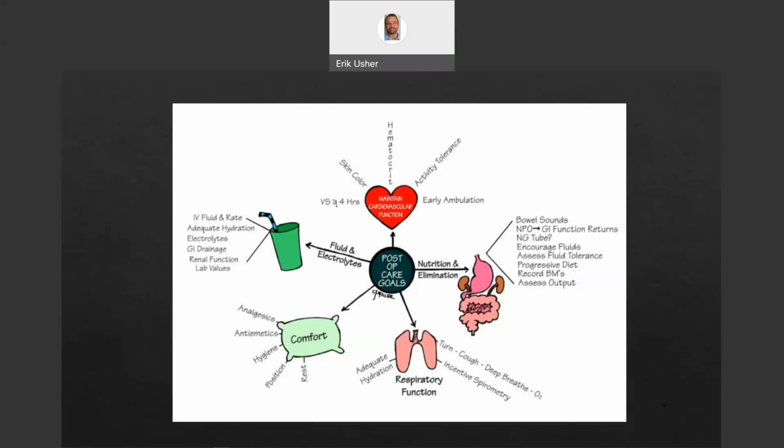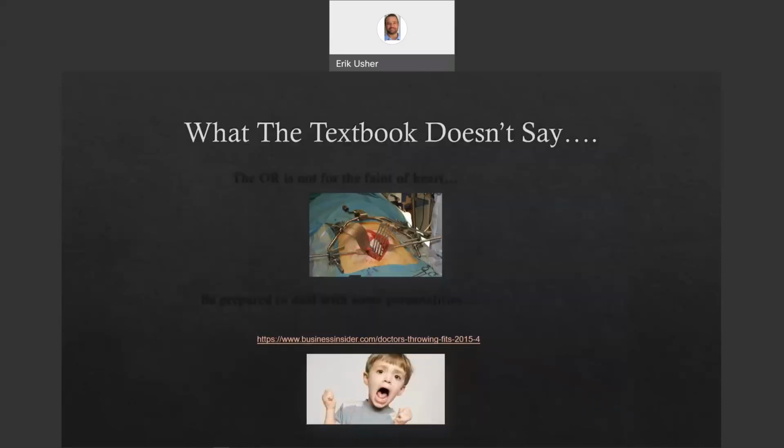Again, here's a nice little pictograph that goes over the postoperative care goals. We want to make them comfy, respiratory function. We want those bowels moving. We want the kidneys, everything in its normal functioning state.